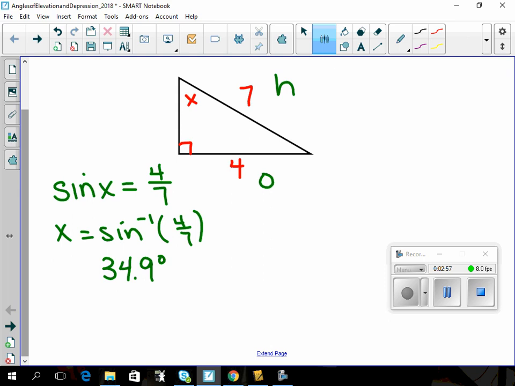Does that seem reasonable to you? What's the biggest angle I could possibly have? Well, not quite 90. It has to be a little bit less than 90, like 89, right? Because you have to have two of these angles that add up to be 90, right? So it does seem like a reasonable answer. So we're good. Awesome. Any questions? Use inverse when we're trying to find the angle is basically the key.